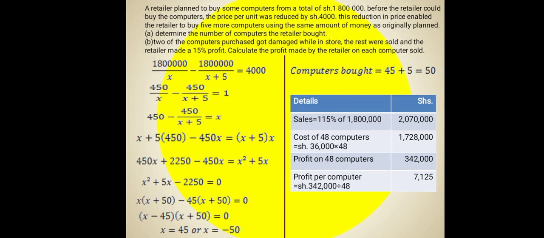A retailer planned to buy some computers from a total of 1.8 million shillings. Before the retailer could buy the computers, the price per unit was reduced by 4,000 shillings. This reduction in price enabled the retailer to buy 5 more computers using the same amount of money as originally planned. Determine the number of computers the seller bought.